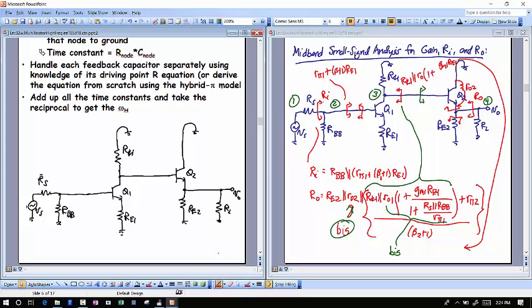And so the first thing on my list is to draw in the capacitors that matter. I've already shorted out all the big capacitors, the bypass and coupling capacitors. I've also zeroed out all the independent DC sources, so these VCCs went to ground up there. And so now I'm going to draw in the capacitors that I care about.